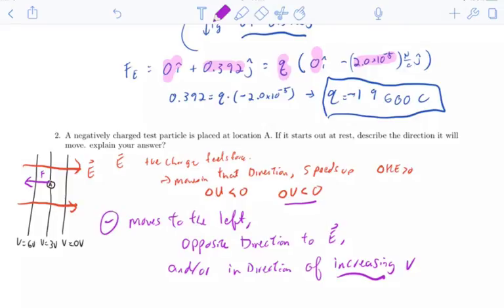Okay. So by explaining my answer, what do I mean here?